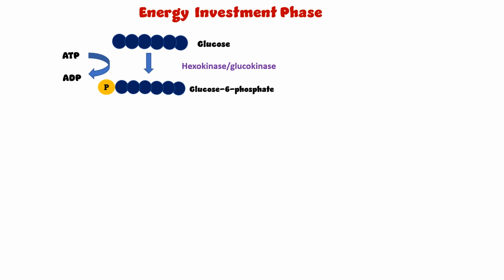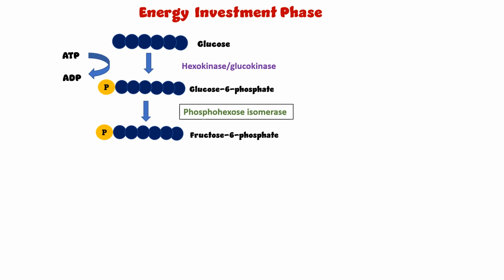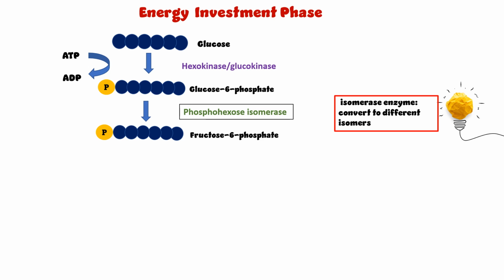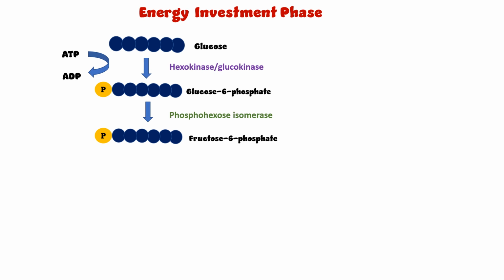In the second step, glucose 6-phosphate is converted to fructose 6-phosphate by the enzyme phosphohexose isomerase. Here's another thing to remember. Whenever you see enzyme isomerase, it is related to isomers, which have same molecular formula, but differ in the arrangement of the carbon chain.